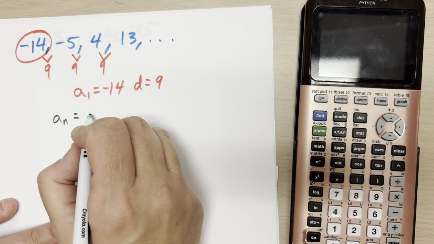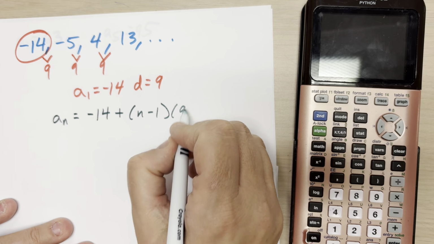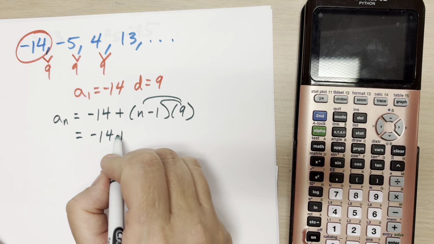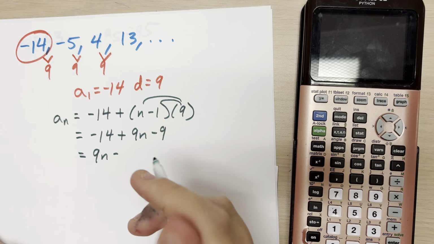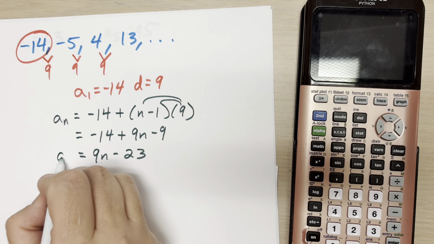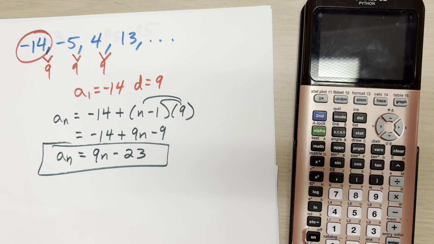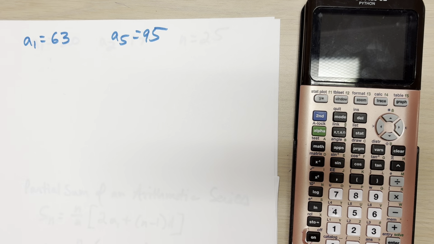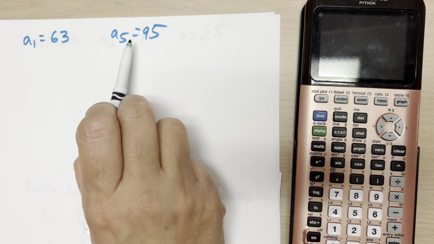A sub n is equal to the first term, negative 14, plus the quantity (n minus 1) times the common difference of 9. We're going to backward distribute in. We got 9n minus 9 over here. So 9n minus 9, minus 14, is negative 23. Okay, there we go. If you wanted to find the value of the 100th term, you just plug it in and do the math.